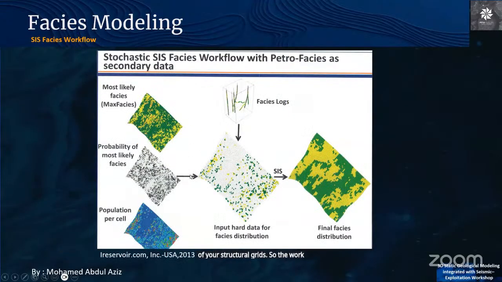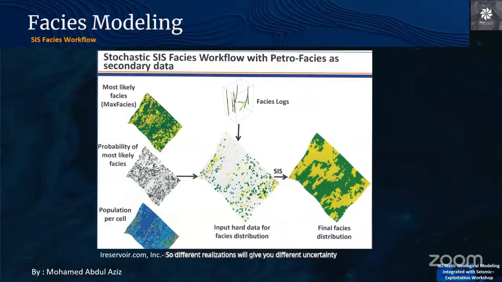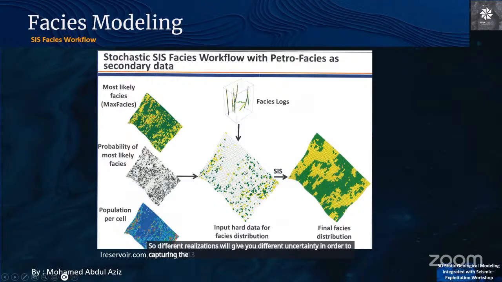So the workflow here, if you need multi-realization in order to capture the uncertainty, sometimes you use the most likely facies, the maximum facies you have. Sometimes you use the probability of the most likely facies, or a population per each cell. All of those are integrated together with the input hard data from the facies distribution to come up with the facies distribution at the end. So different realizations will give you different uncertainty in order to capture the real data as much as you can.